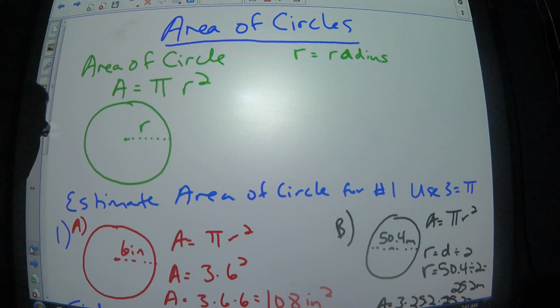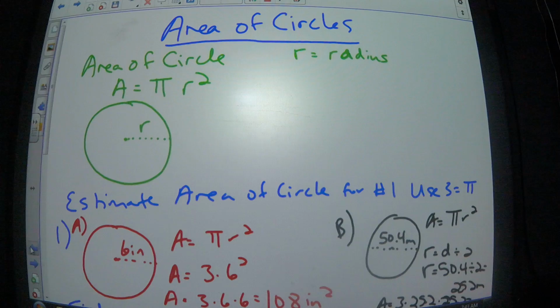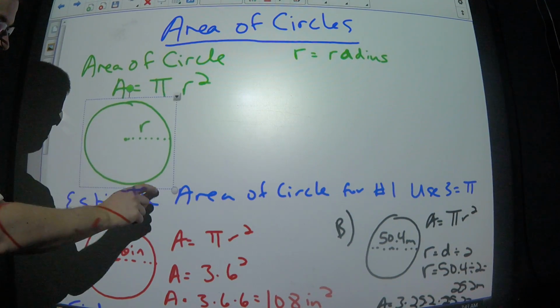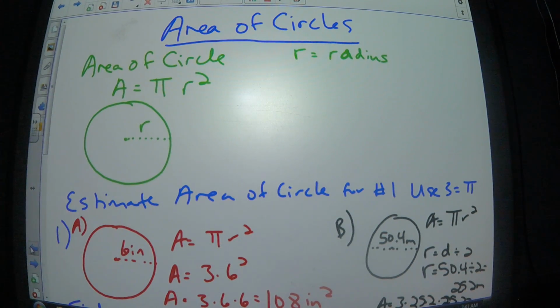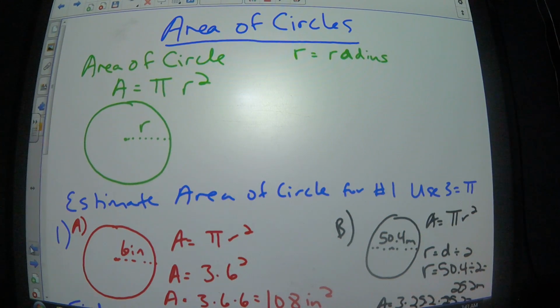That is the radius. If I were to draw a line directly across through the center, in any direction through the center, that is called the diameter. The diameter is twice the distance of the radius. So if you're given the diameter and you need to find the radius, you just divide the diameter by 2 to find the radius.